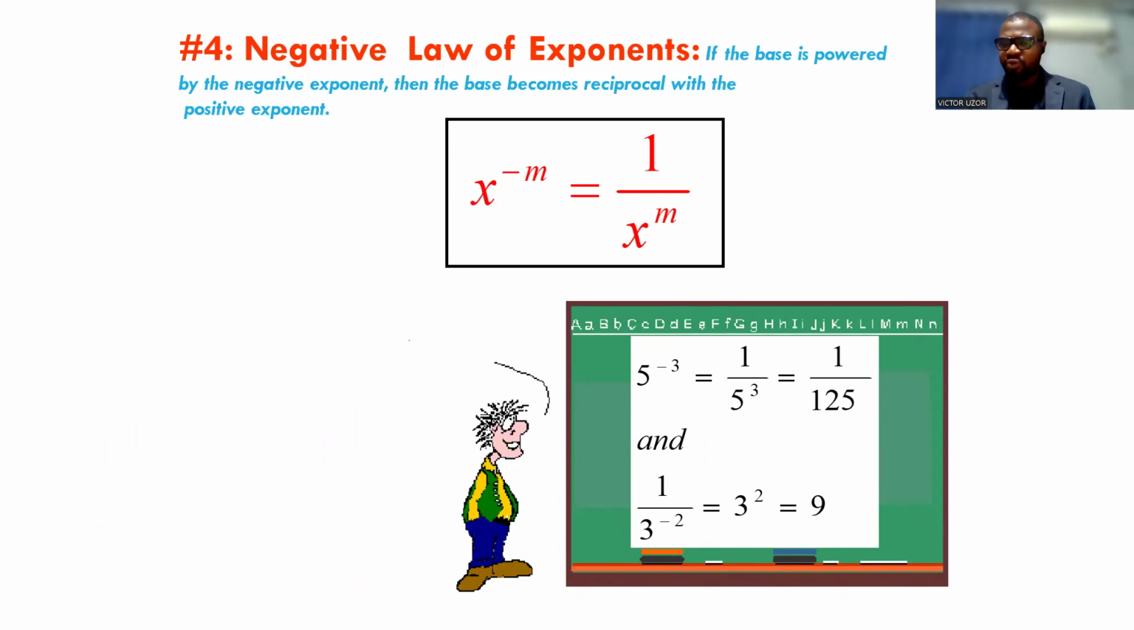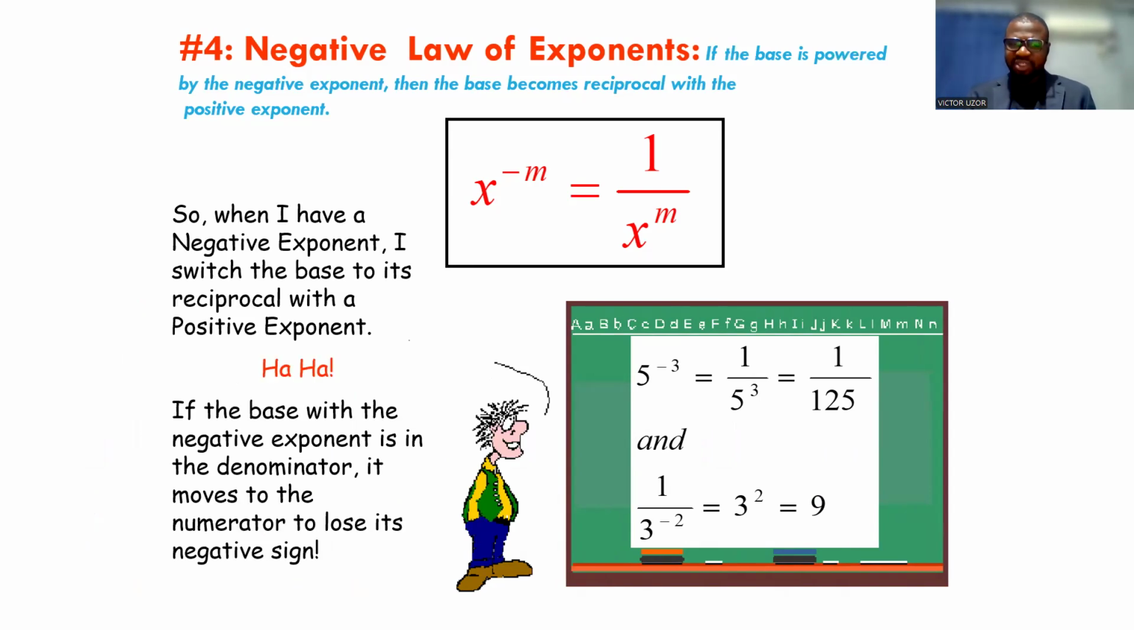which is 1 over 125. But in a reverse case, where you now have 1 over 3 raised to the power minus 2, you are trying to say the reverse of it is going to give you 9.